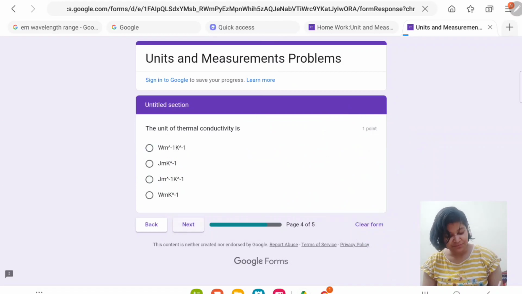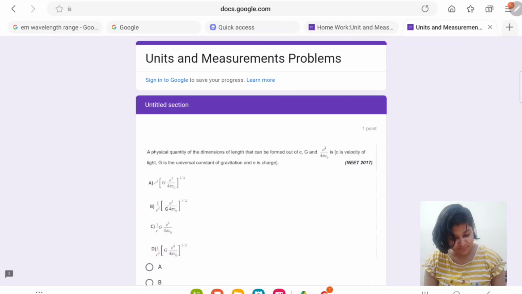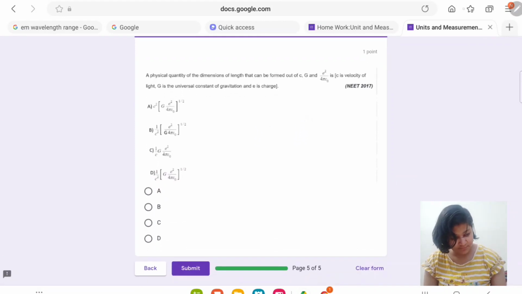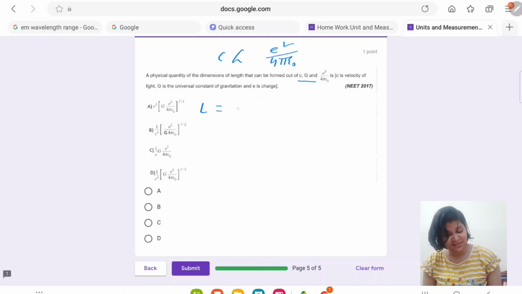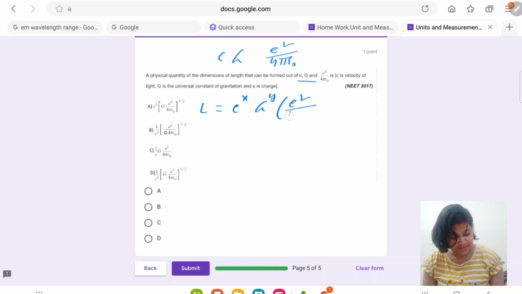Moving on further. Physical quantity of the dimension of length can be formed out of c, G and e square by 4 pi epsilon naught. So they want us to find out the dimension of length using these three as the fundamental quantities. Let us consider that the length depends on c to the power x, G to the power y, and e square by 4 pi epsilon naught to the power z.